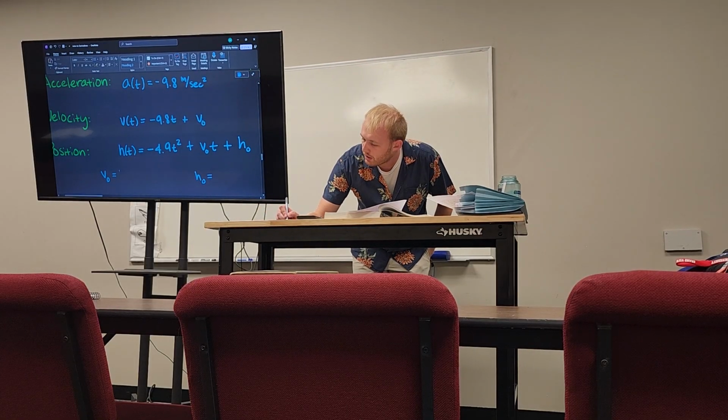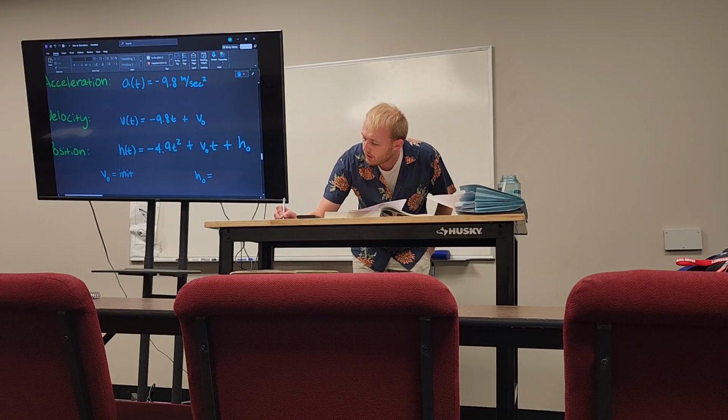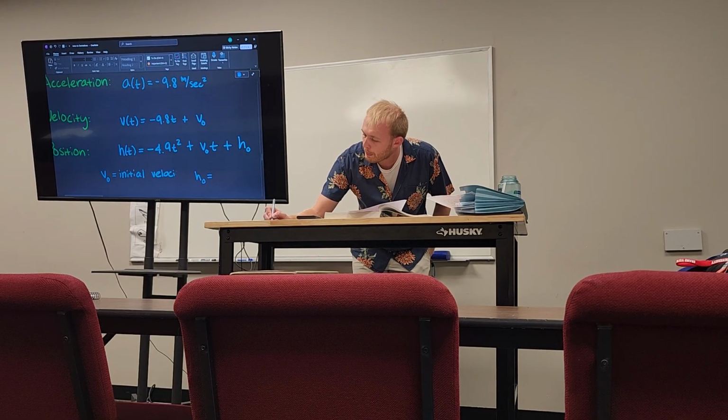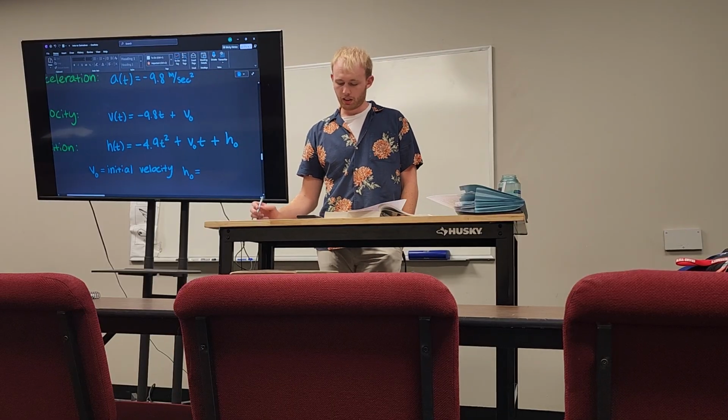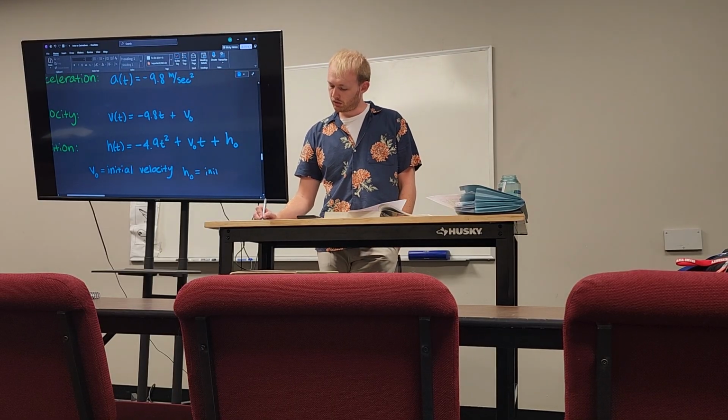V naught is your initial velocity. Why is position h of t? Because h naught is your initial height or position.